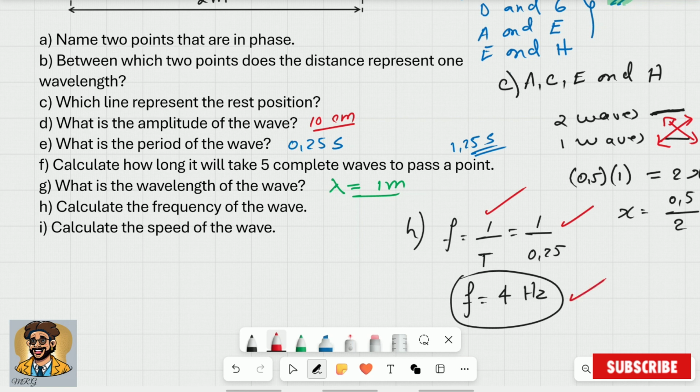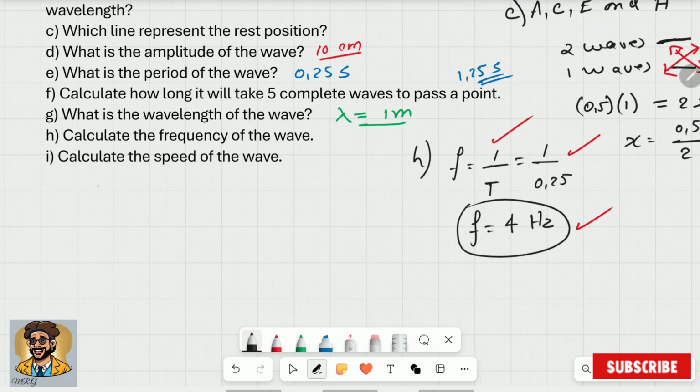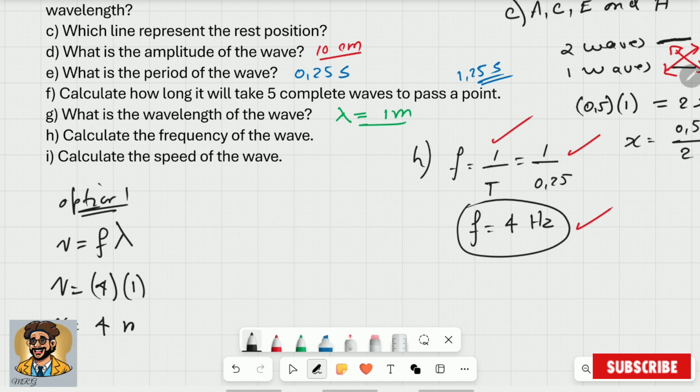Okay, and then finally, calculate the speed. What formula can we use here? We can use many. So let's use all of them just in case, so you understand. Let's go to option 1. Speed is equal to frequency multiplied by wavelength. Are we there? You do have that formula, don't you, in the book. Speed is equal to frequency 4, wavelength 1. Speed is equal to 4 meters per second.